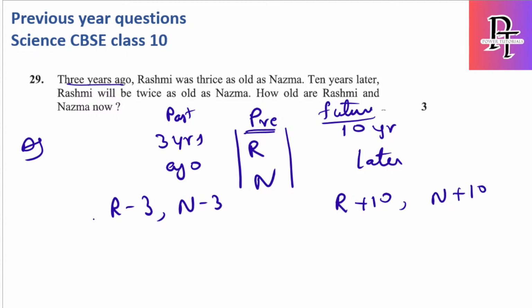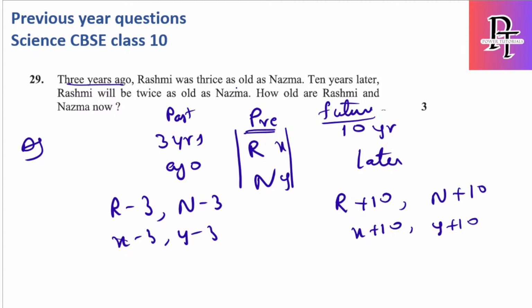You understood why I wrote r minus 3? Because the present ages are r and n, but in the past it becomes r minus 3 and n minus 3, whereas in the future it becomes r plus 10 and n plus 10. So for convenience I will just change to x and y. So it is x minus 3, y minus 3, whereas here it is x plus 10 and y plus 10. Okay, I'm just assuming Rashmi's as x and Nazma's as y.